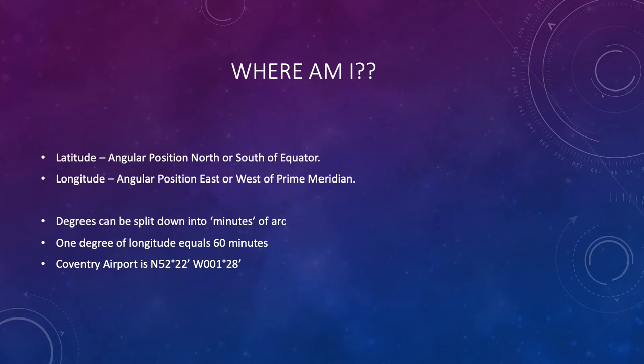And 1 degree of longitude is equal to 60 minutes in time. For instance, we have Coventry Airport, which is 52 degrees north, then split down into minutes, and then 22 seconds. And it's 1 degree west, and then 28 seconds. Because we can split it down into degrees and minutes, not only is it 52 degrees, it's also considered 52 minutes. And after we've got the minutes, we've got seconds. Okay, so it's a next level of accuracy to pinpoint a particular position.